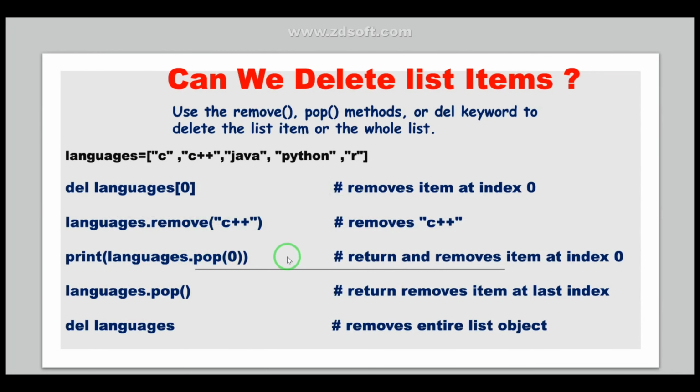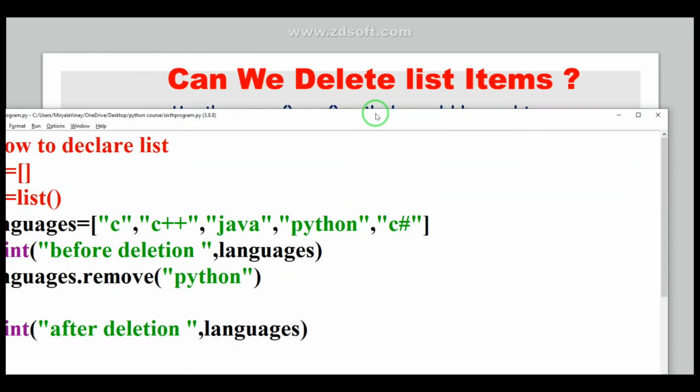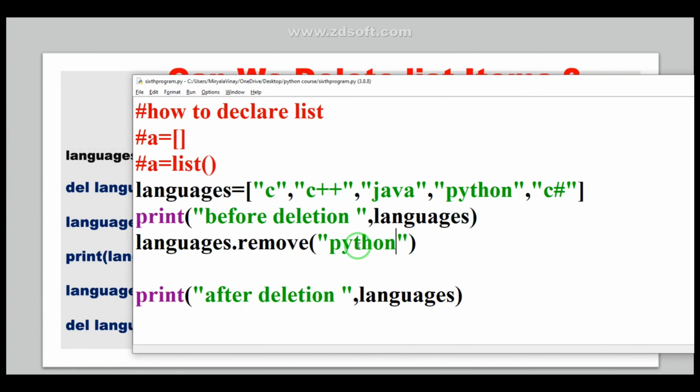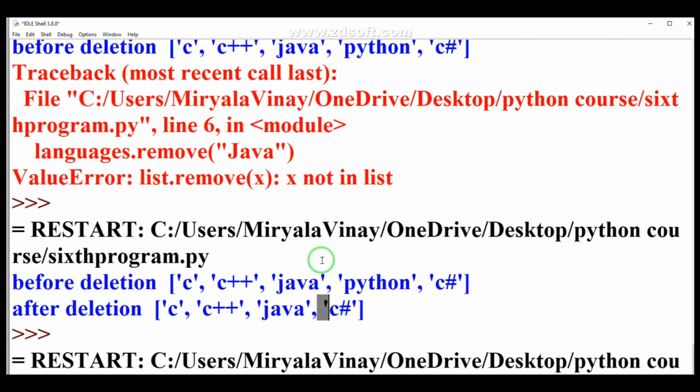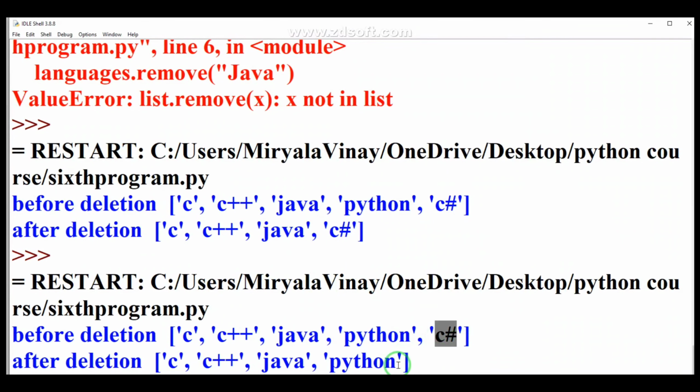Now remove and the del keyword are completed. Now coming to the pop method. The pop method is also very similar. Languages dot pop, I am calling the same kind of method, but instead of a value you must pass the index value here. I want to delete C hash. What is the index value? 0, 1, 2, 3, 4. So the index value will be 4. When I run this passing 4, you can see C hash has been removed from the list.